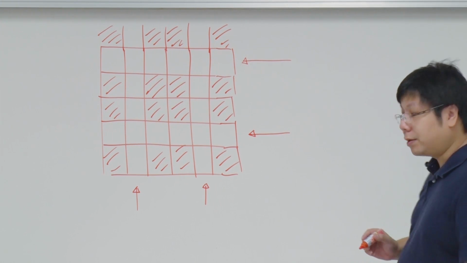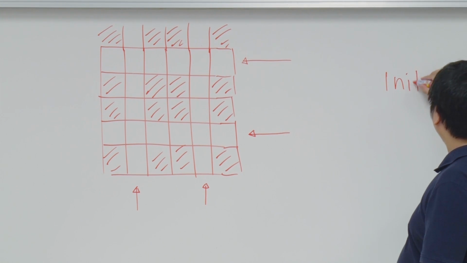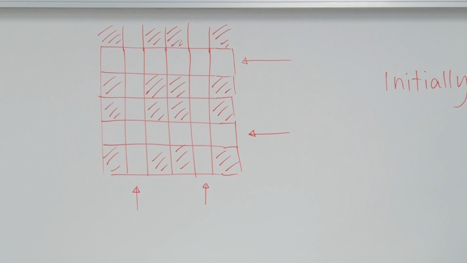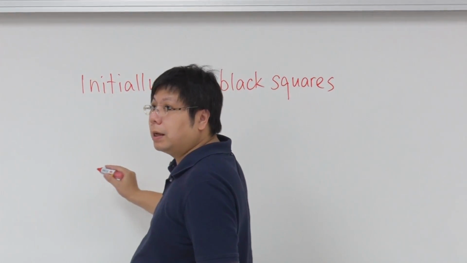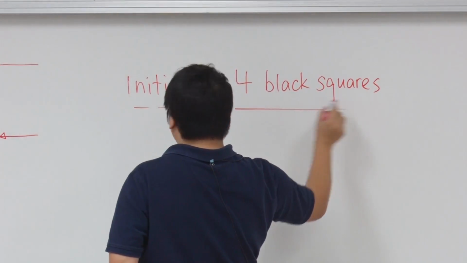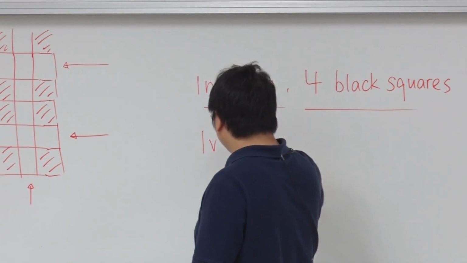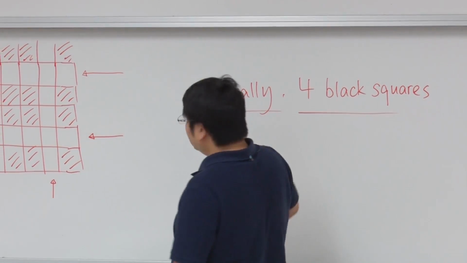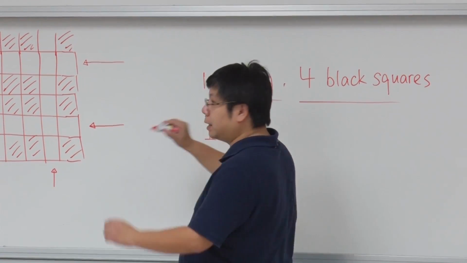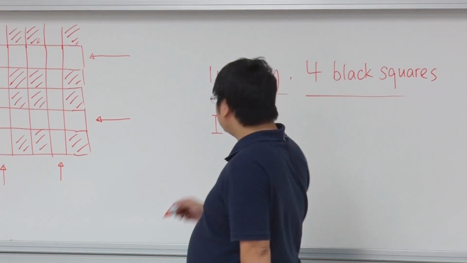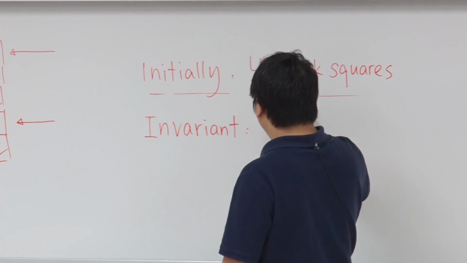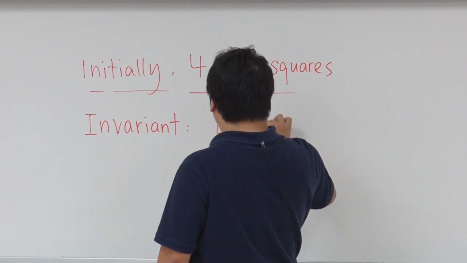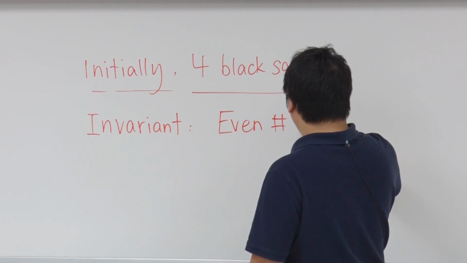We claim that initially it will cover 4 black squares, and we claim that there is an invariant. The invariant that we are going to see is that the number of black squares covered by the pieces is always even. So the invariant: always an even number of black squares.